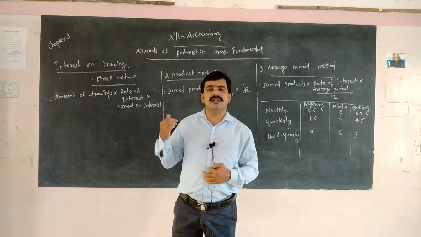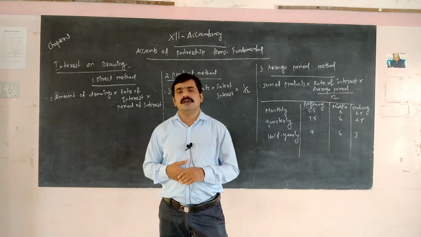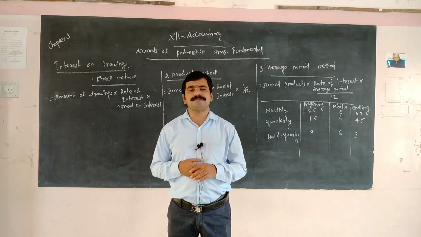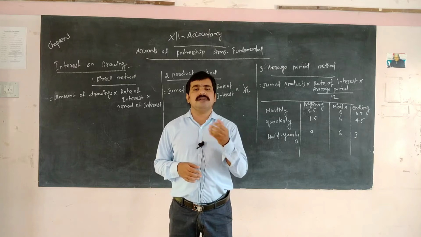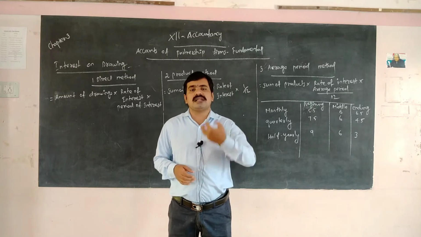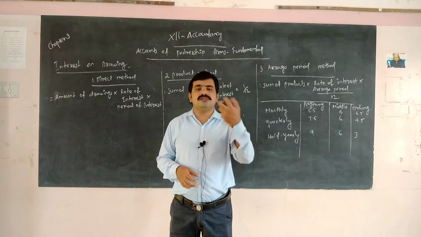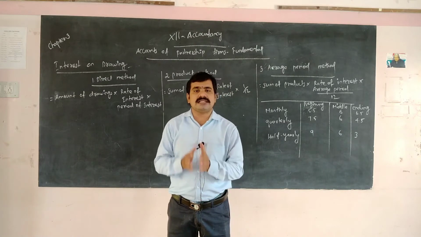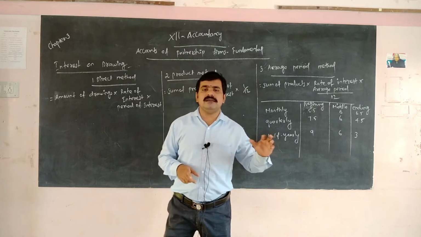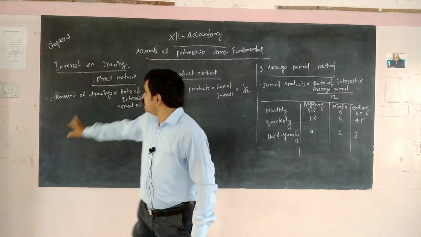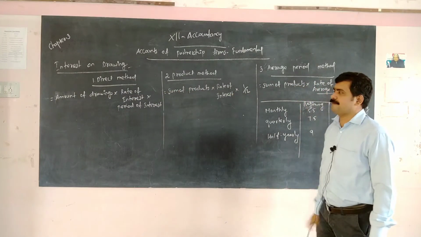Now I am going to start interest on drawing. What is interest on drawing? On the basis of the agreement, some partners will take some amount from the business, and we also calculate the interest on drawing. So in interest on drawing, we have three methods: the direct method, the product method, and the average period method.